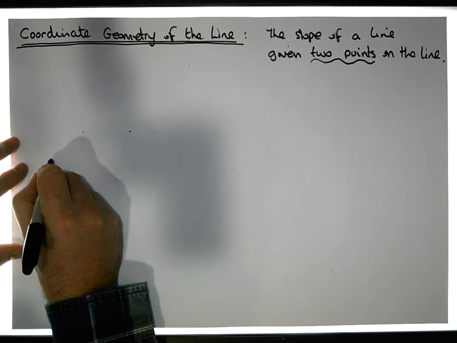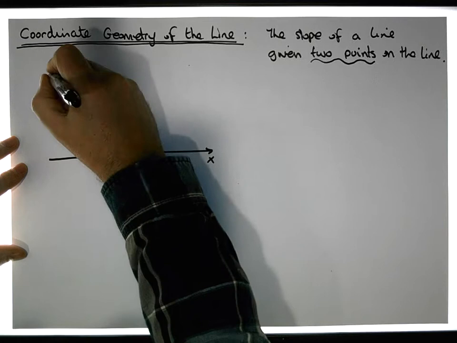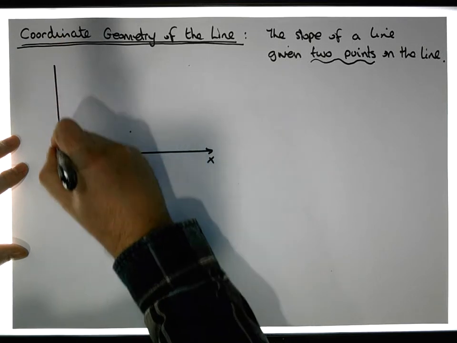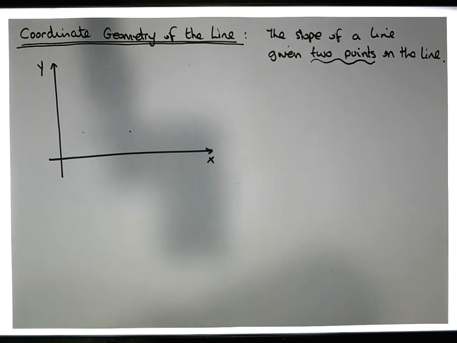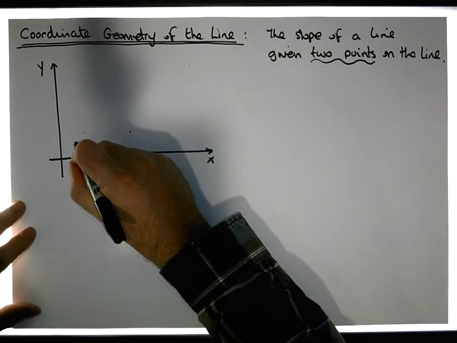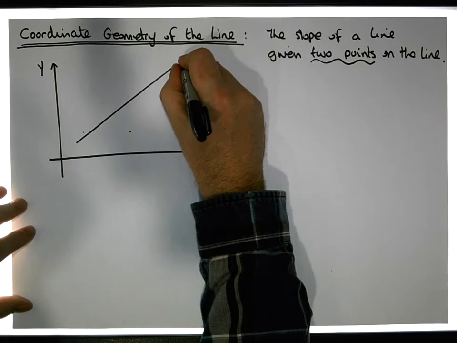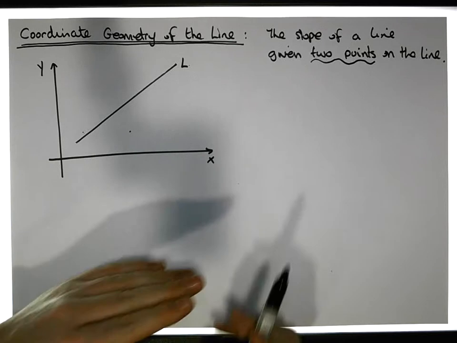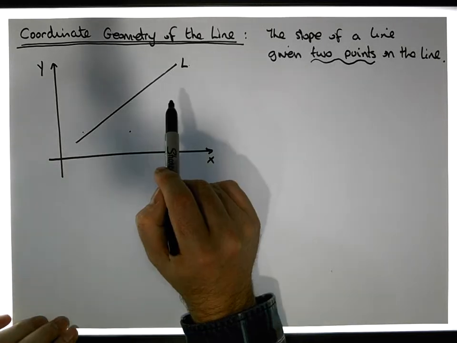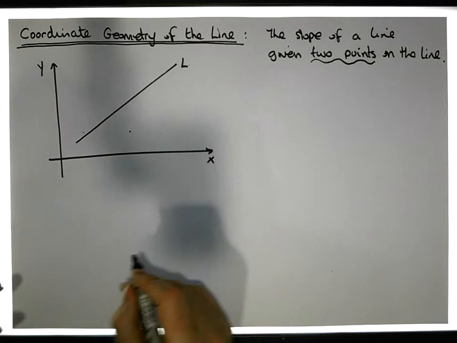Let's create an x-axis, and let's create an axis perpendicular to that, which we're going to call the y-axis. What we want to do is consider a particular line and calculate its slope. This line is line L, for argument's sake. We'd like to calculate the slope of this line given 2 points on the line. So let's choose our 2 points on the line.